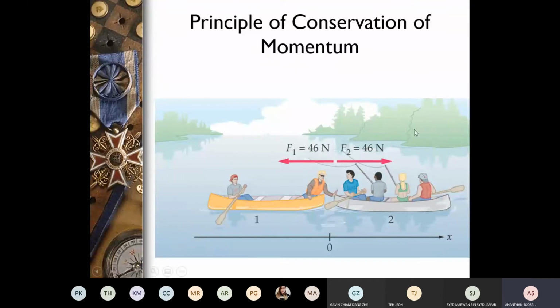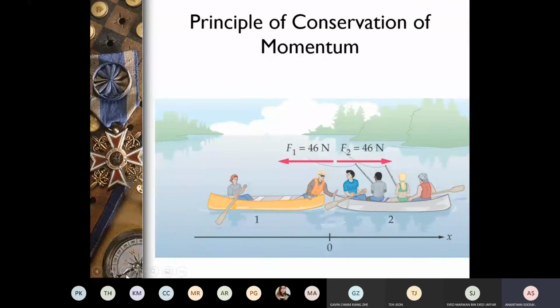For example, in this diagram, the person pushes the second board while giving 46 Newton of force. So of course, the first board also will experience a force to the left of 46 Newton. It's action and reaction. The principle of conservation of momentum arises from this Newton's third law.